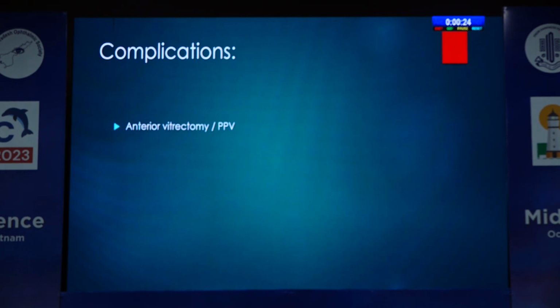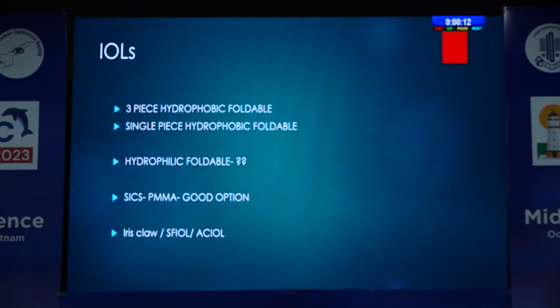So always keep these two things ready. One is anterior vitrectomy. We have to keep in mind there is always a chance of vitreous loss in these cases because of zonular dialysis. And if there is a nucleus drop, a pars plana vitrectomy should be kept ready.